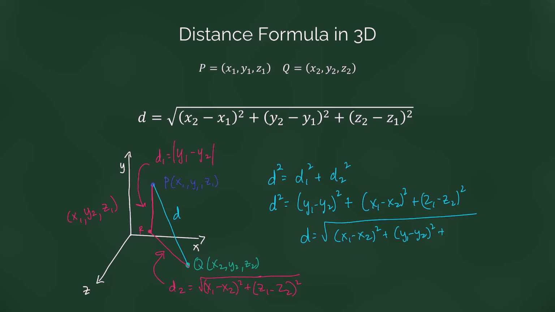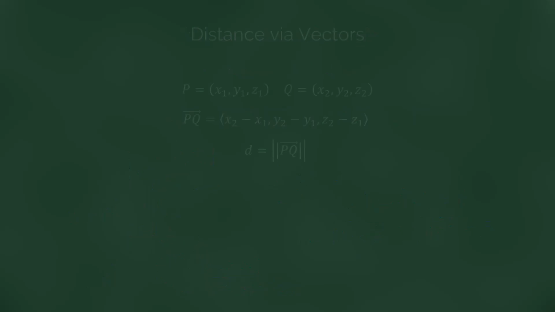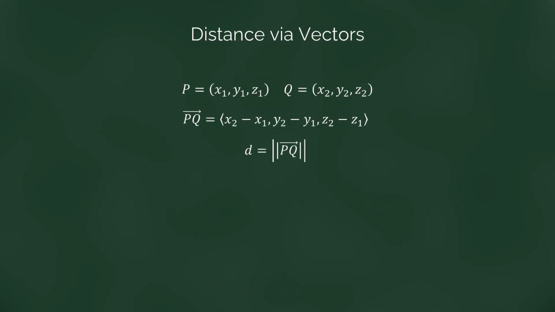So hopefully, from the picture I drew, you can make some sense of that in 3-dimensional space. We can also think of that distance d in terms of vectors. So if we consider the points P and Q again and create the vector PQ, that's just going to be the vector x2 minus x1, y2 minus y1, z2 minus z1, so that the distance between the 2 points is then the magnitude of the vector connecting them.